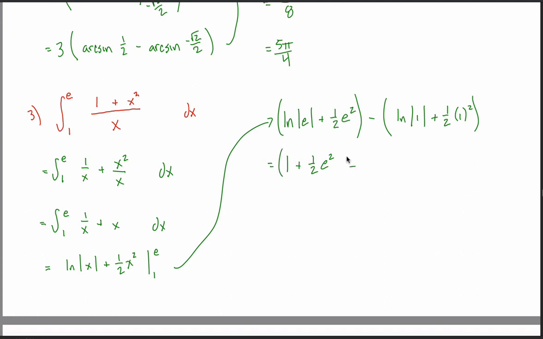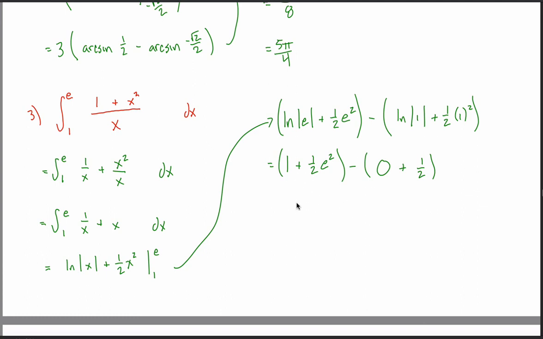And then from this thing, I want to subtract the natural log of the absolute value of 1. Well, the absolute value of 1 is just 1, and the natural log of 1 is 0. Why? Again, the natural log is asking you the question, what power do you got to raise e up to make it equal to 1 in this case? Well, e to the 0 power is 1, right? Anything except for 0 to the 0 power is equal to 1. So the natural log of 1 is just 0. And then 1/2 times 1 squared, well, 1 squared is just 1, and 1/2 times 1 is just 1/2.